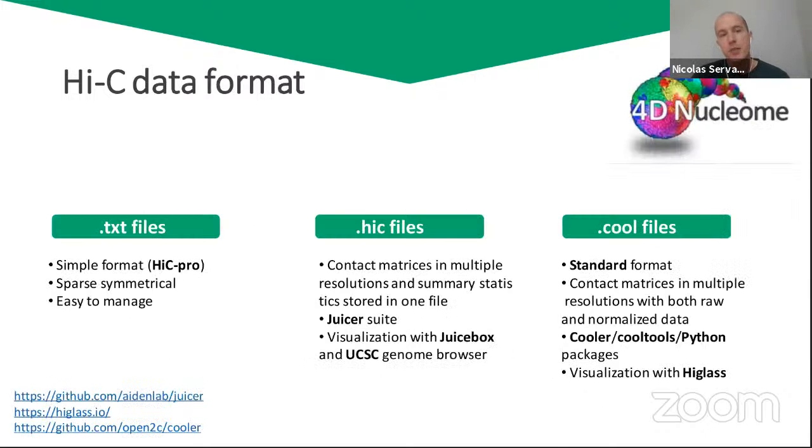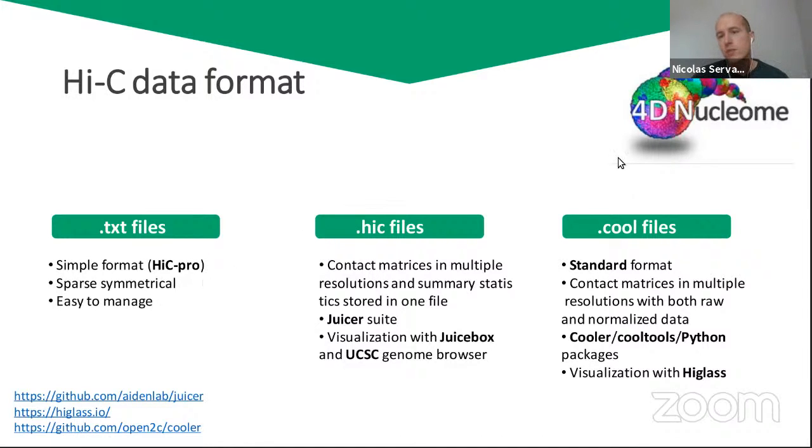Okay, last thing about the HiC data format. In the field, you have three main types of format for HiC files. The first one is a text file, which is pretty simple. Basically, because HiC maps are symmetrical, you only store half of the data. And because you also have a lot of zeros in those data, you can use a sparse format to reduce the size of the text file.